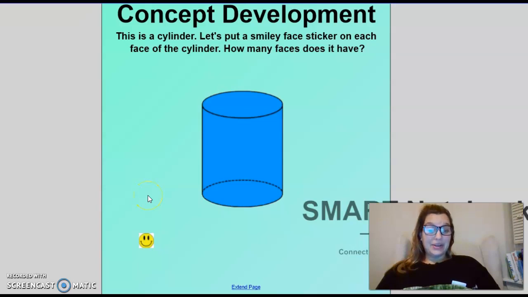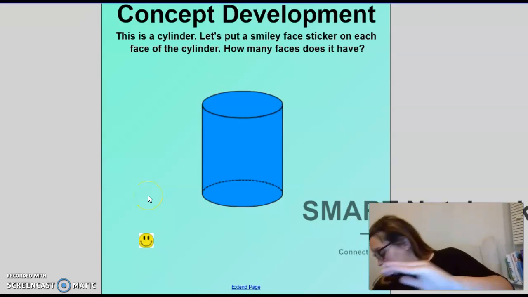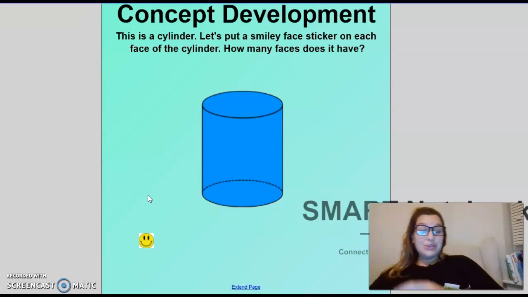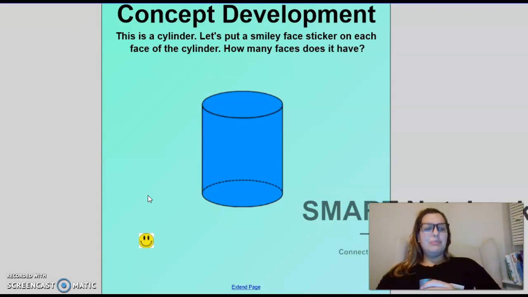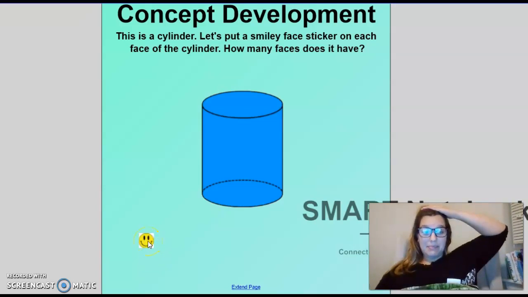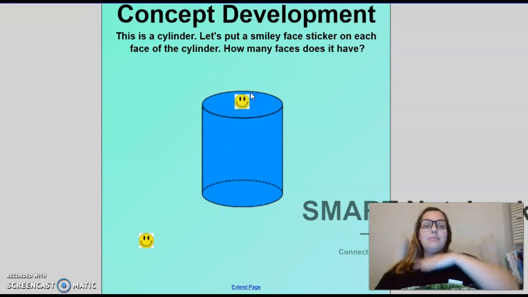Now our cylinder. We talked about before that the 2 circles on the top and a big rectangle. How many faces would be on our cylinder, do you think? Just the flat parts. 2. Very good. 1 up top and 1 down below. The 2 circles.